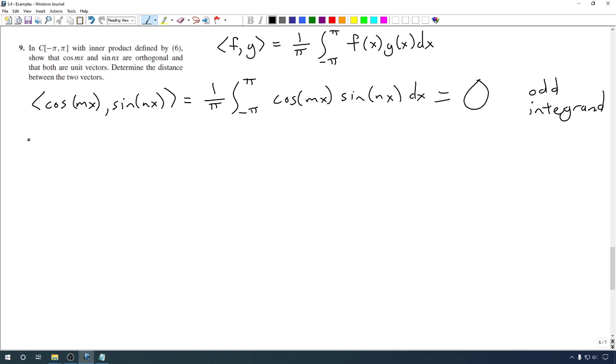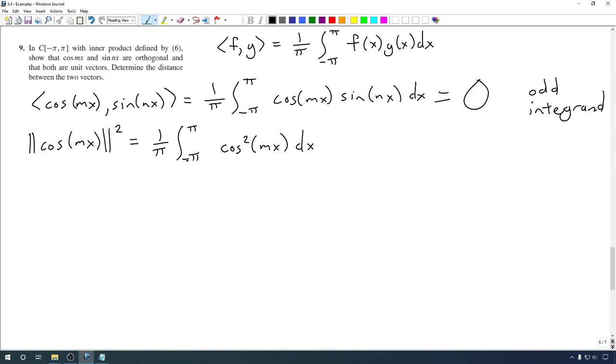Why are they unit vectors? Well, there we're going to have to compute their norms. And of course, I'm going to go ahead and take the norms squared, so I don't have to deal with square roots for the moment. And this is going to be the inner product of cosine of mx with cosine of mx. So I have a 1 over pi. I have the integral from negative pi to pi. And now, because these are both cosine of mx, I get cosine squared of mx.